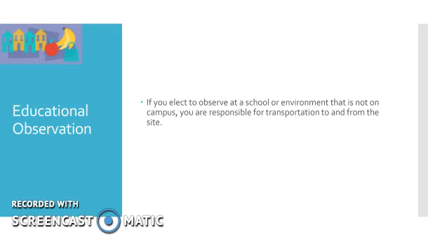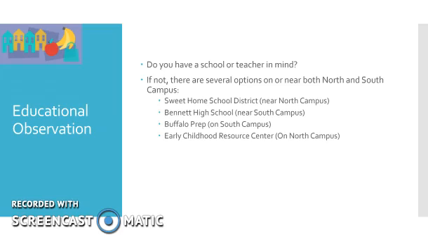If you elect to observe at a school or environment that is not on campus, you are responsible for transportation to and from the site. So it's a good time to take a few minutes and think about it. Do you have a school or a teacher in mind? If not, there are several options that are on or near both North and South Campus. Particularly if transportation is an issue.